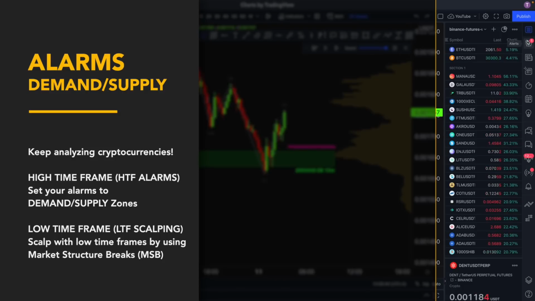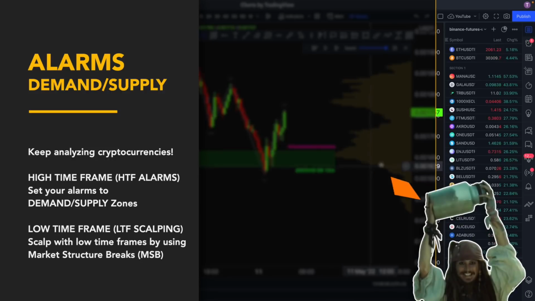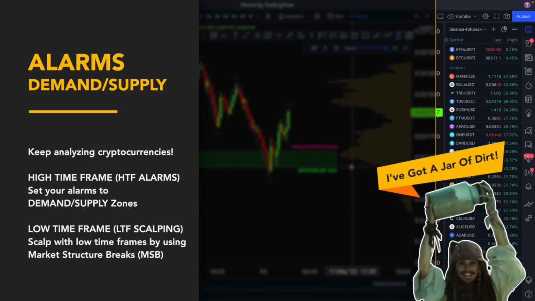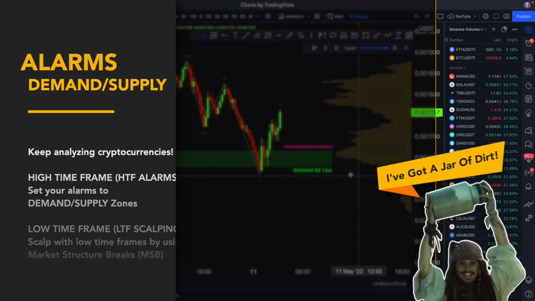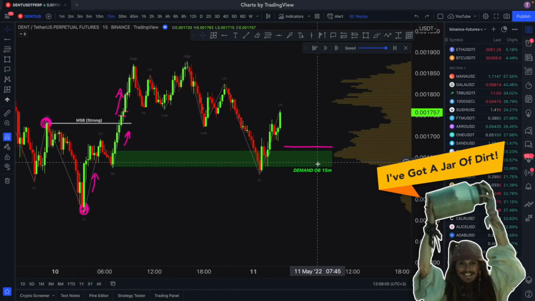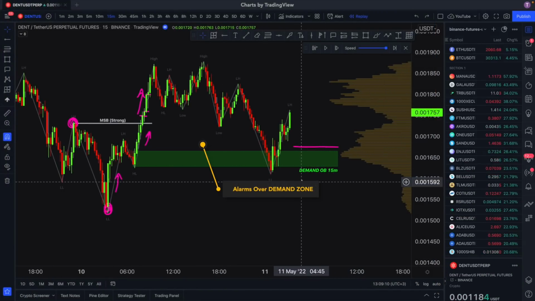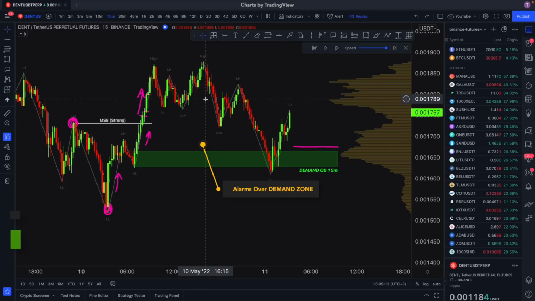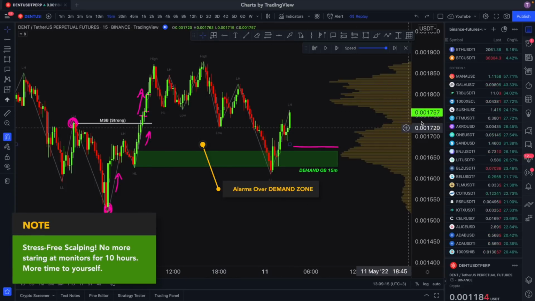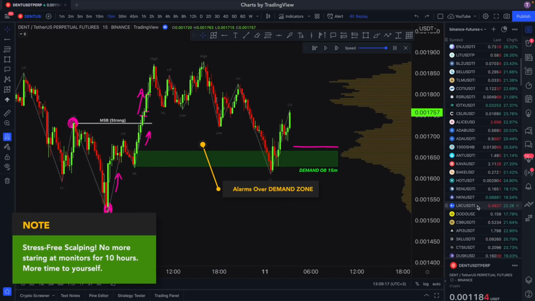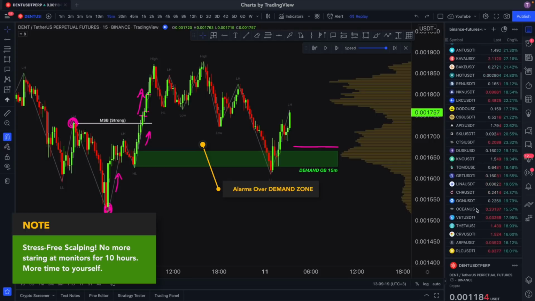Use TradingView alarms or your broker's alarms like Binance, Bybit, FTX. Then it's time to relax. Go watch your movie. Try to watch a Johnny Depp movie. Do your business. Study if you're a student. Spend time with your family. Create a hobby and have fun. I am teaching you a stress-free, relaxing way of trading instead of staring at monitors for 10 hours and keep losing money.